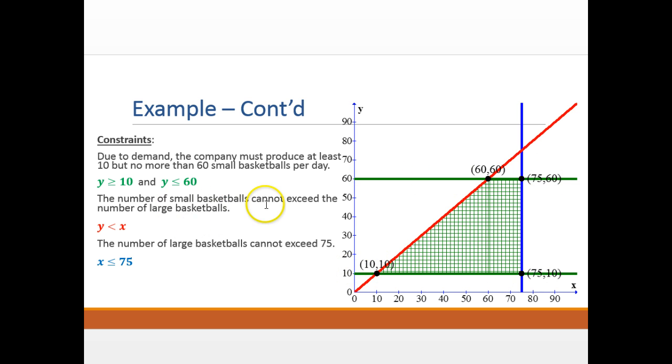The number of small basketballs cannot exceed the number of large basketballs, so Y is less than X. So here's my boundary line, Y is less than X. I probably should have made this a dashed line. I apologize for not doing that. We plug in a point and we shade downward.